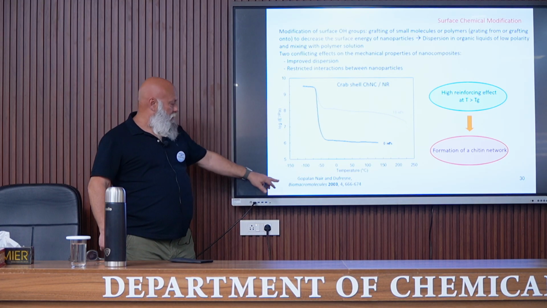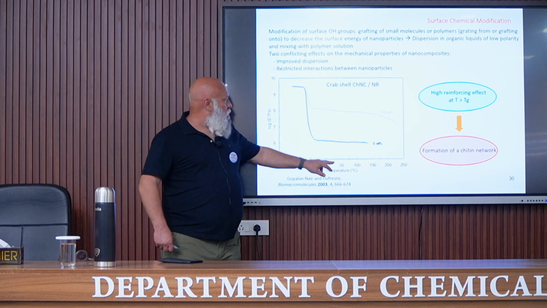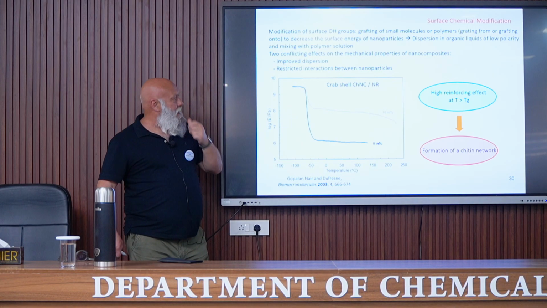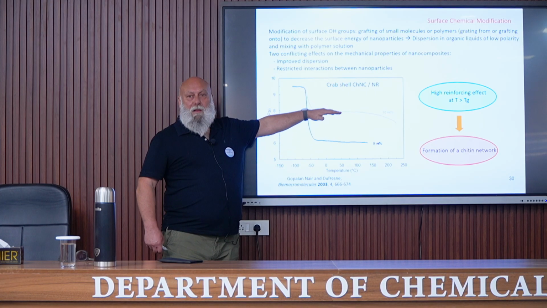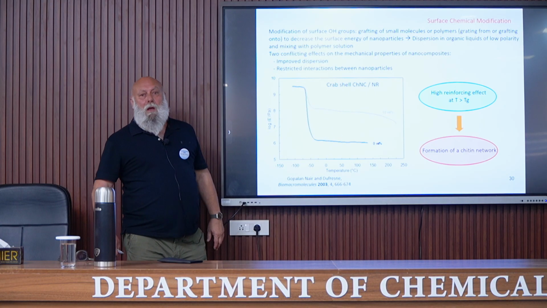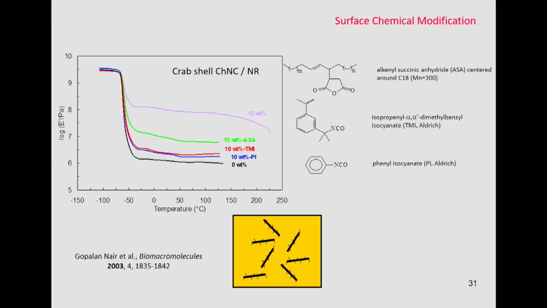This is an example. It's again Capadona. The storage modulus as a function of temperature, so it's still for chitin nanocrystals and natural rubber, pure matrix, 10% nanocrystals. We have seen that we have a strong reinforcing effect because of the formation of the network. And the same chitin nanocrystals were used after chemical modification with 3 chemical agents. And you can see that for the same amount, 10%, the reinforcing effect is much lower.